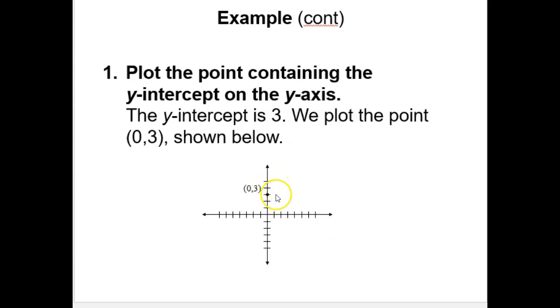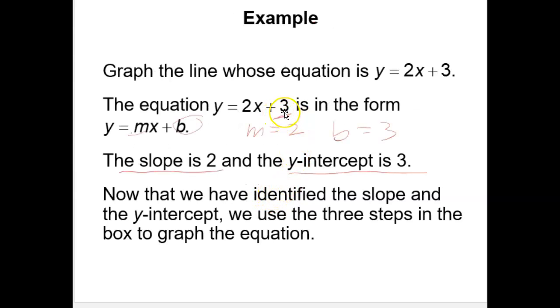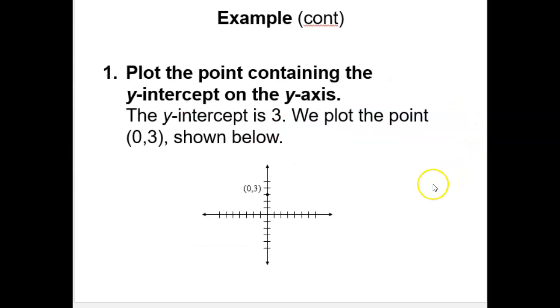The first step will be I plot the point. That's the y-intercept. If you look back at our last slide, the y-intercept is 3. That means the y-intercept is the point (0, 3). It's on the y-axis, so the x-coordinate is 0. So I graph that point (0, 3) right here.